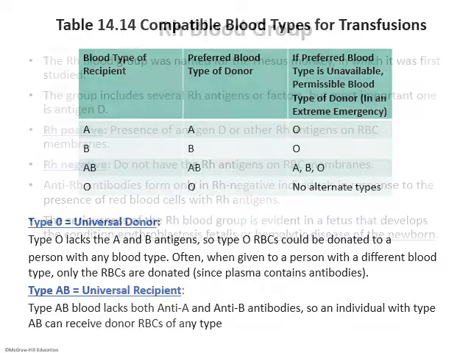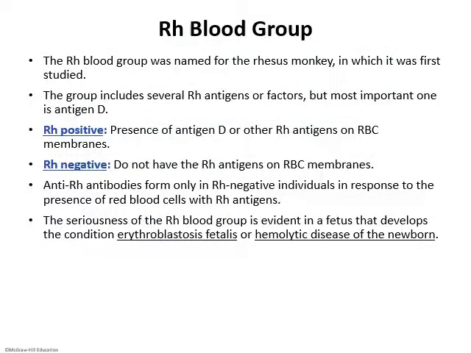Okay, so the Rh blood group, this is completely and totally separate from ABO. They have no relation to each other. However, we do put them together for ease of communicating information. So the Rh blood group is what's going to give you the positive or negative on your blood type. Okay, so if you have the Rh antigen on your red blood cell, you would be positive. If you do not have the Rh antigen on your red blood cell, you'd be negative.